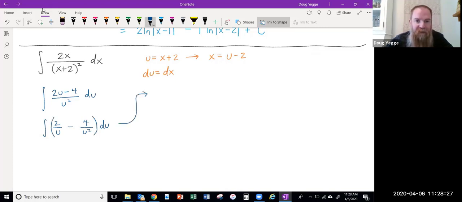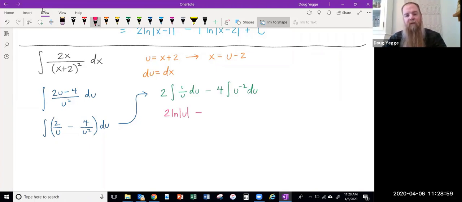We're going to do it anyway because that's what we're learning. But I'm just trying to demonstrate to you that I could separate this and just rewrite this as 2 times 1 over u du minus 4 times the integral of u to the negative 2 du. And this becomes 2 ln of the absolute value of u minus, and then if I add 1, this becomes plus 4 over u, 4u to the negative 1.